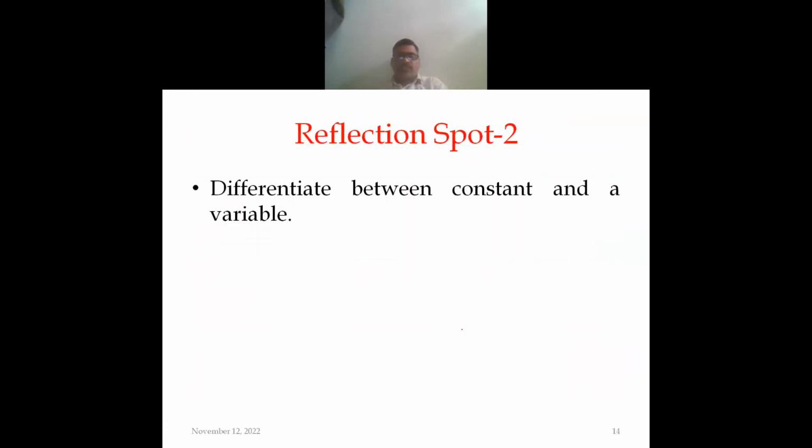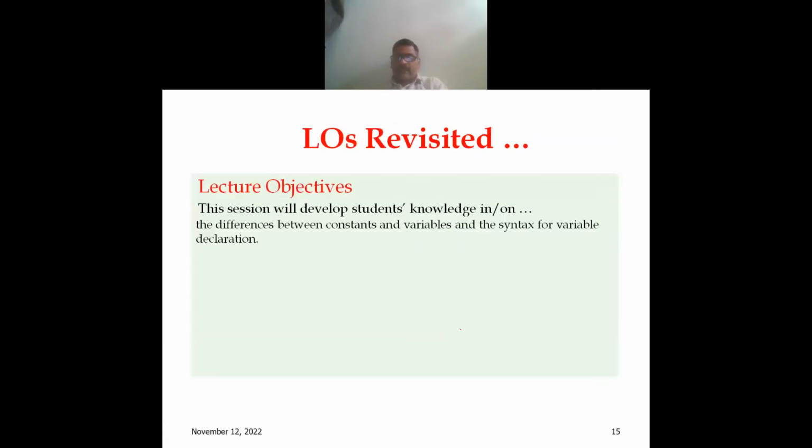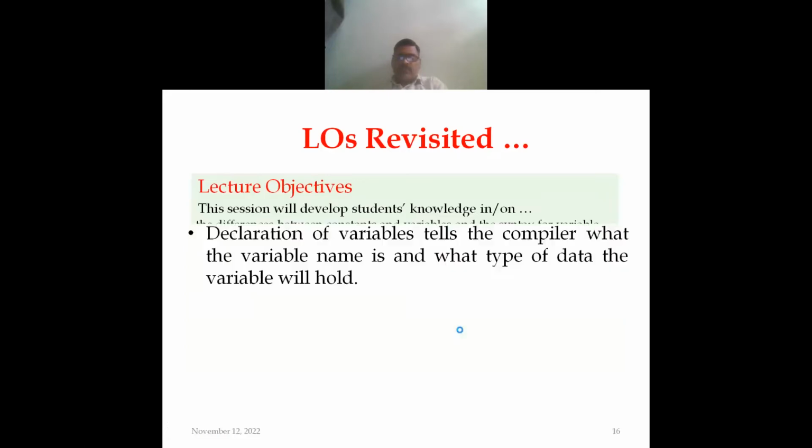Now this is reflection spot 2. Differentiate between a constant and a variable. Can anyone answer this one? A constant is an identifier whose value does not change, whereas a variable is an identifier whose value can change during program execution. Fine. So the lecture objectives are revisited here. This session develops the students' knowledge of the differences between constants and variables, and the syntax of variables as well as data types.